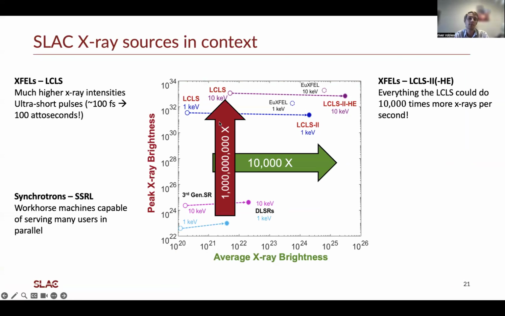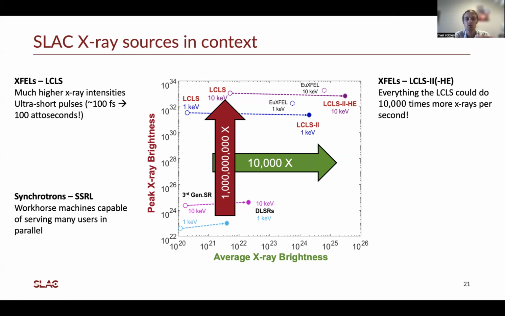So I want to wrap up by putting our X-ray sources at SLAC sort of in context. We like to do that with this plot of peak X-ray brightness on the y-axis and average X-ray brightness on the x-axis. On the bottom left here, you have synchrotrons like SSRL. These, as you can see from the plot, make comparatively small X-ray brightness compared to free electron lasers. But their power is in the fact that because they are circular and they don't require very long undulators, you can have a lot of X-ray sources distributed along the length of the circumference of the synchrotron. As a result, you can deliver X-rays to a lot of users at once.